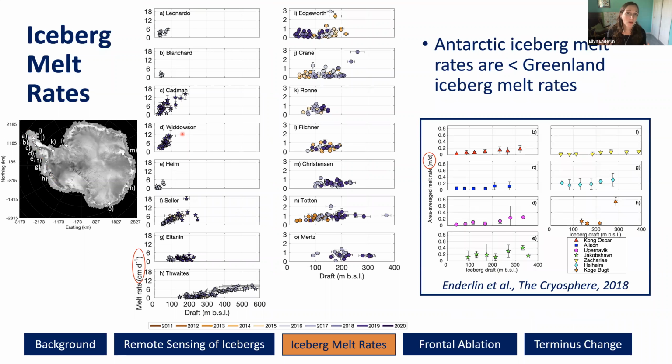And they match really what we expect from observations. Also notice that these melt rates are orders of magnitude smaller typically than what we see in Greenland. So the highest melt rates in Antarctica are equal to the lowest melt rates in Greenland. And that's what we would really sort of expect if we look at the variations in the ocean temperatures.